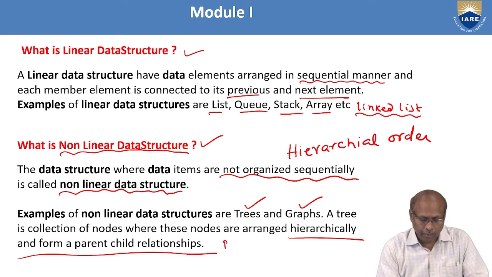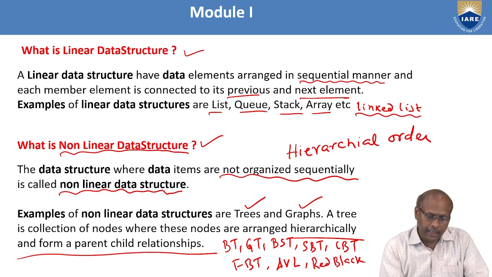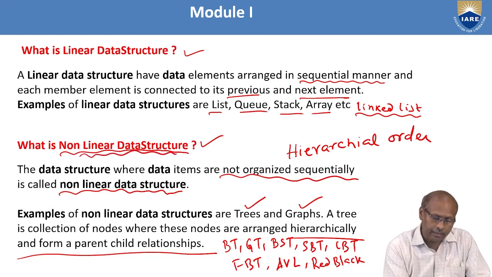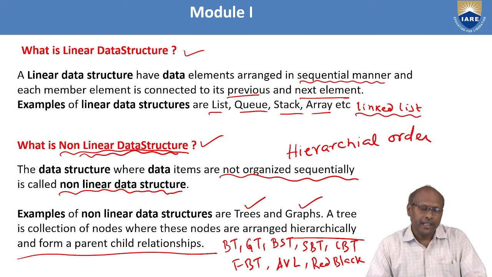So remember, your binary tree, your general tree, your binary search tree, as well as your strictly binary tree, complete binary tree, your full binary tree, as well as your AVL tree, as well as your red black tree. Whatever the kinds are, all types of tree come under non-linear data structure. So you must be very careful. Sometimes in the exam they may ask whether an AVL tree is a linear or non-linear data structure. Then your answer is non-linear.